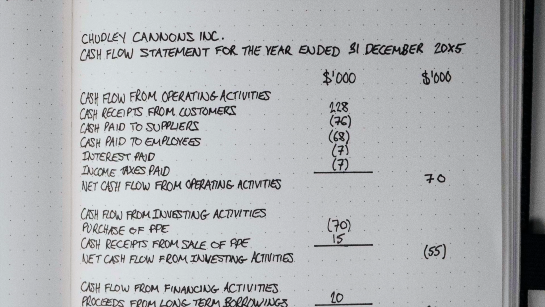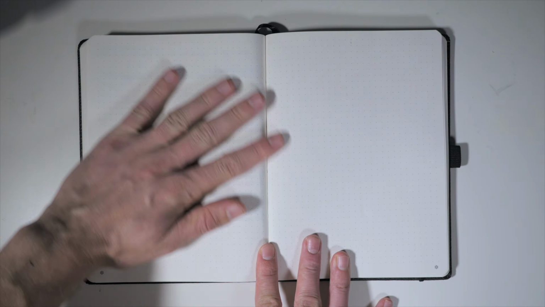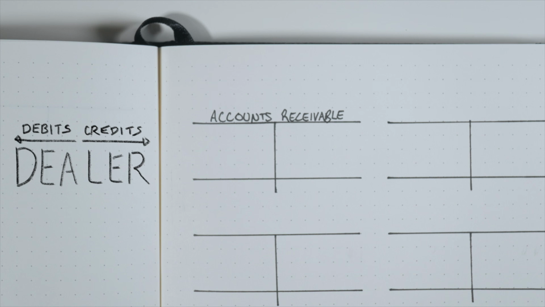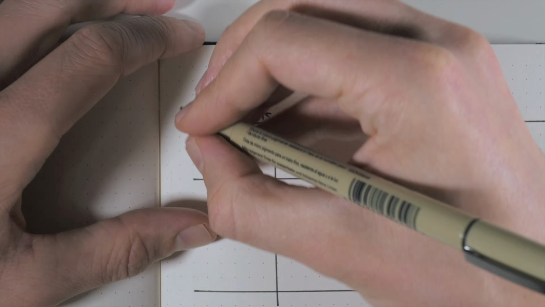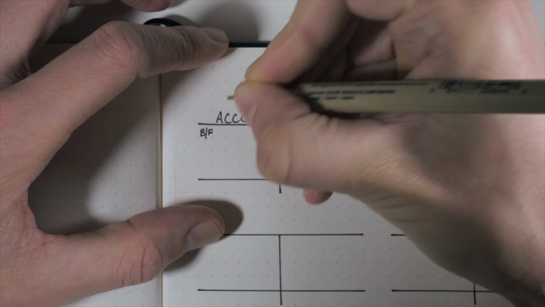The first line item that we're going to calculate is cash receipts from customers, and to do this, we're going to need to look at the movement in our accounts receivable balance. I said in the intro that we'll need some T accounts, so let's draw those out. Accounts receivable is an asset, which is the A in DEALER, so it's a normal debit account. That means our opening balance, or our balance brought forward, goes on the left side of the T account because debits always go on the left.